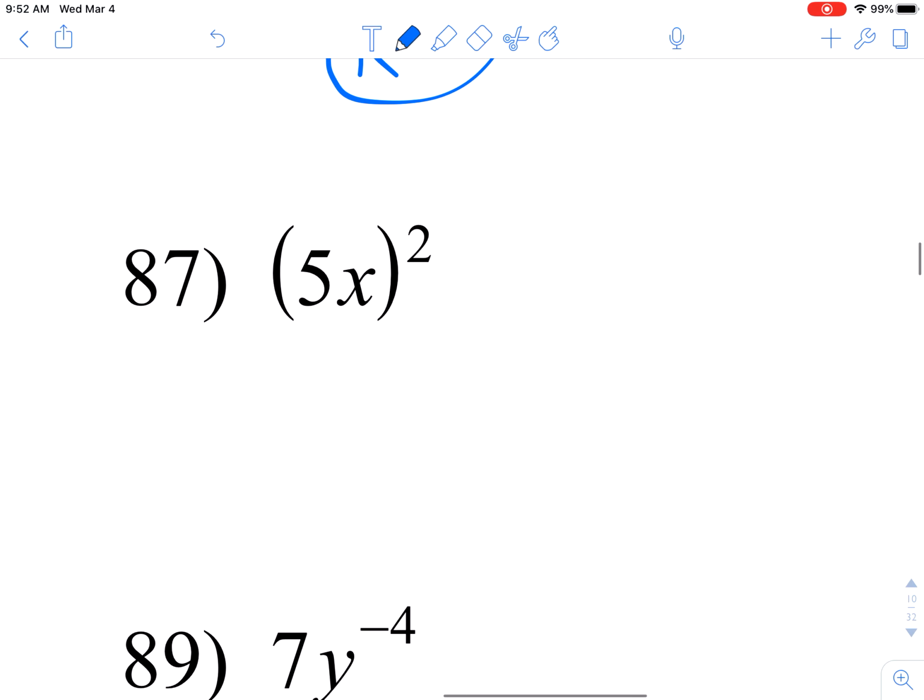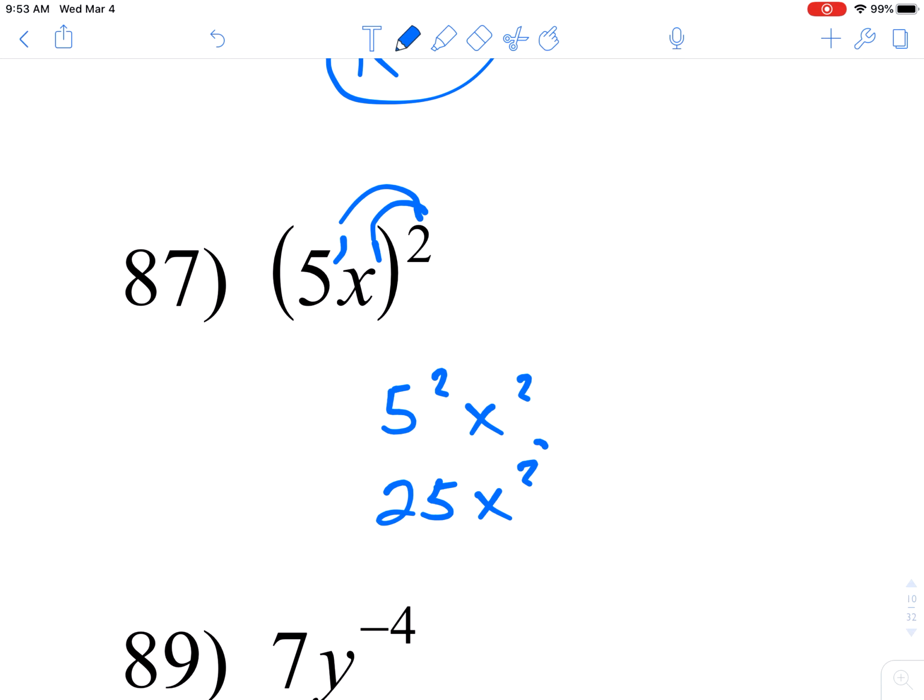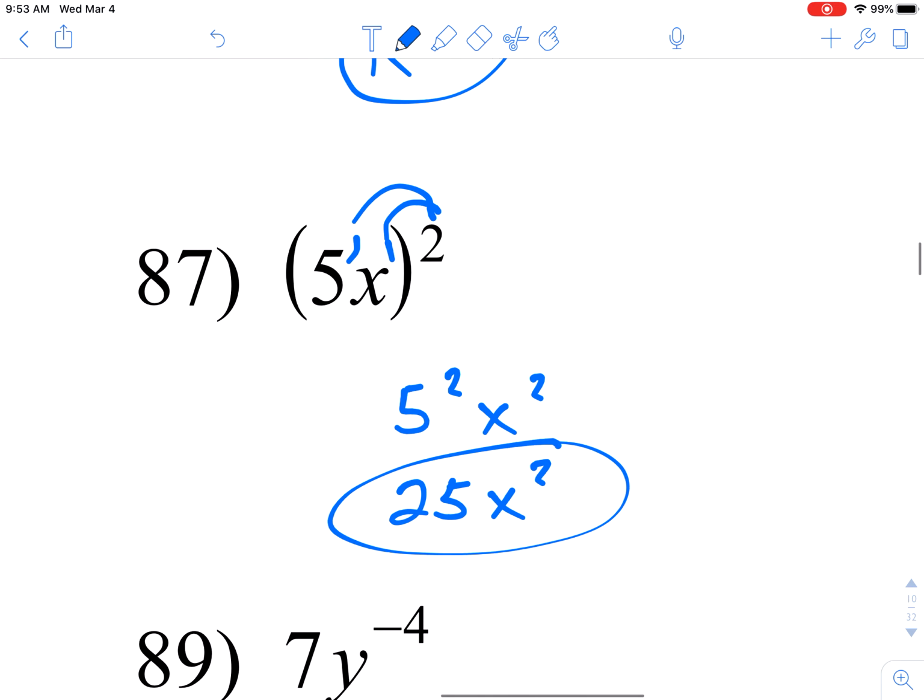87. Again, you've got a 1 for the 5 and a 1 for the x, so this is going to become 5 squared and x squared because you're multiplying. And so 5 squared is 25, x stays x squared, and that is simplified as far as you can go.